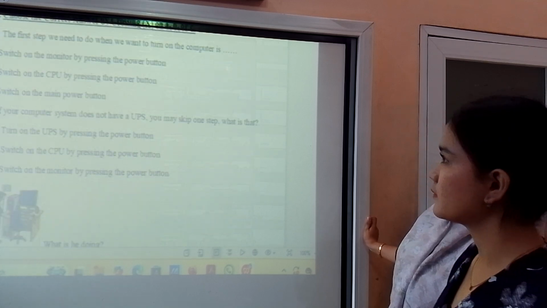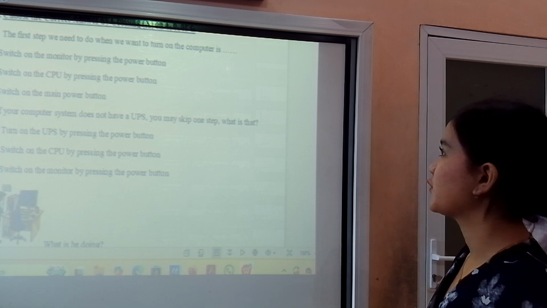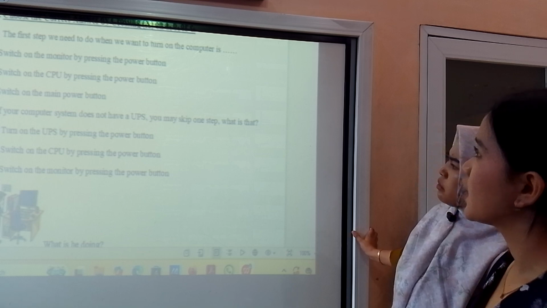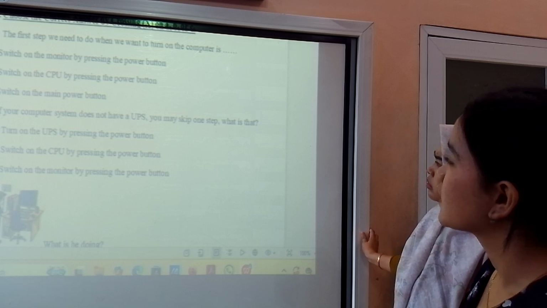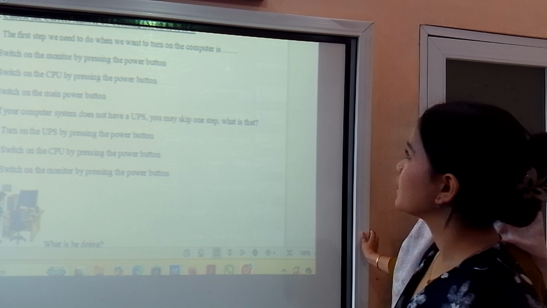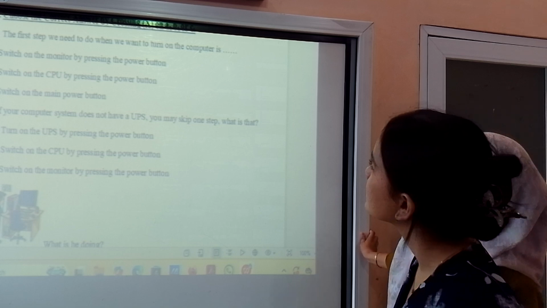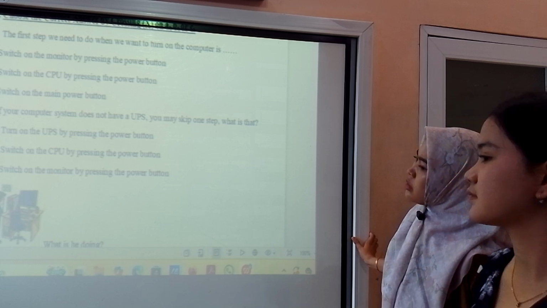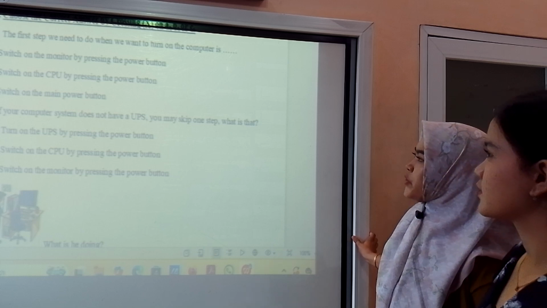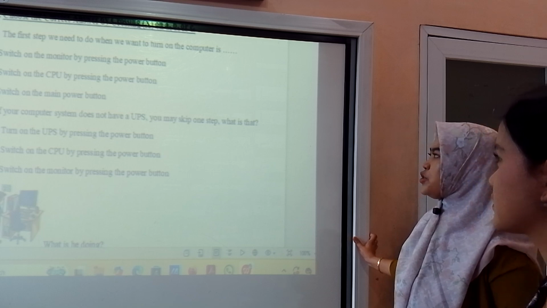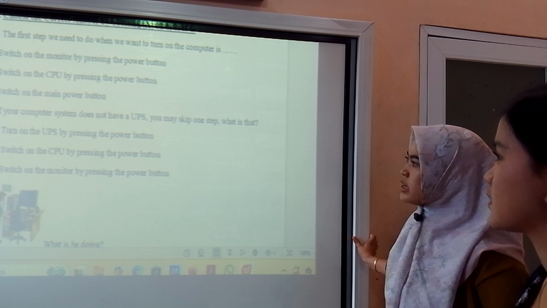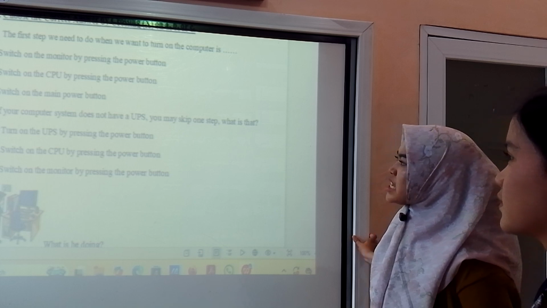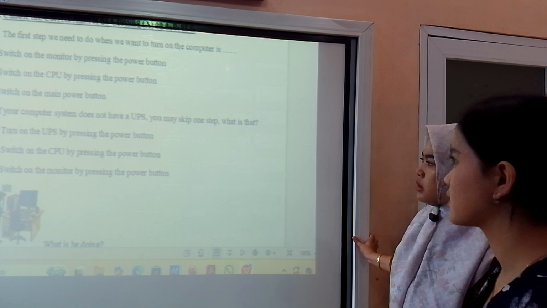Next, computer, Miss Sonia. The first step we need to do when we want to turn on the computer is A, switch on the monitor, or C, switch on the main power button. If your computer system does not have a UPS, you may skip one step. What is that? Turn on the UPS by A, pressing the power button.